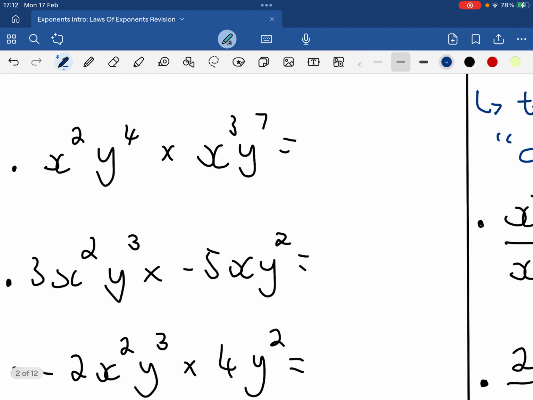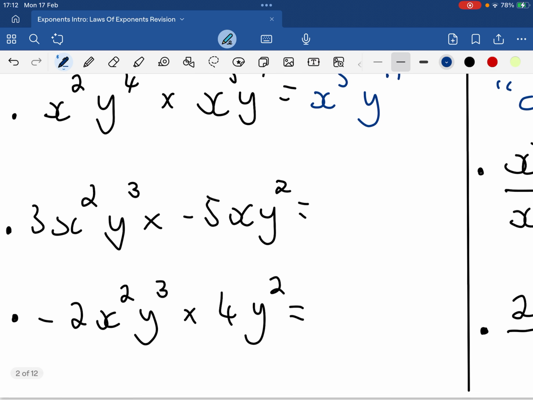If you had x squared y to the 4 times x cubed y to the 7, the x's here, that's the same base of x. So you keep one x and you add together the exponents 2 plus 3 to give you 5. Keep the y, add together 4 plus 7 to give you 11.